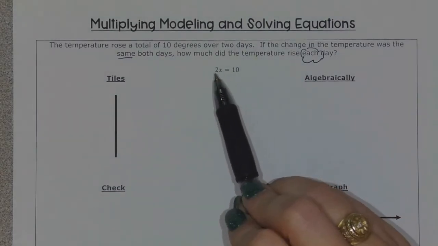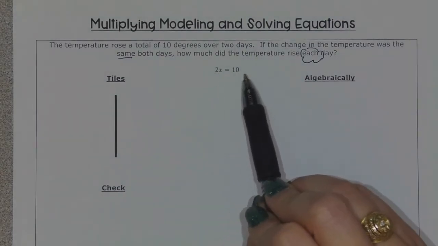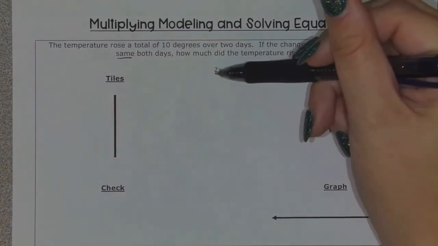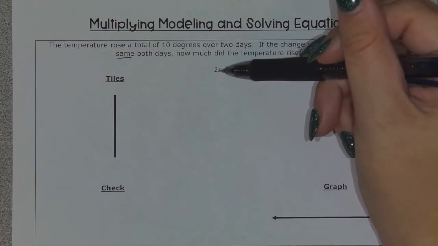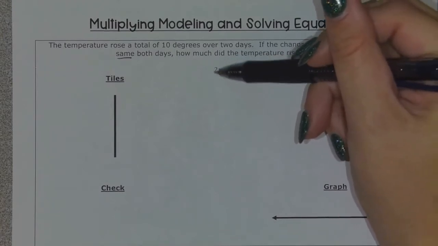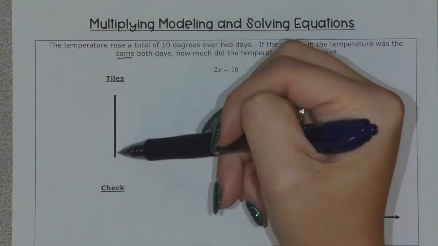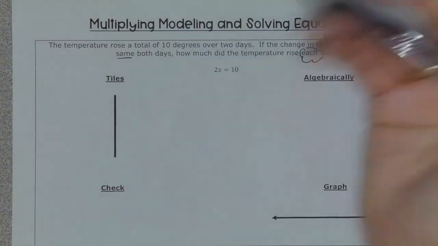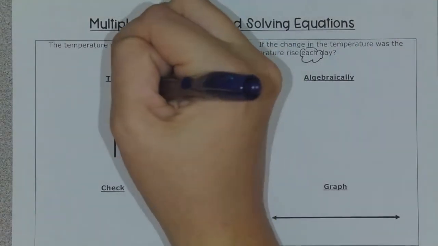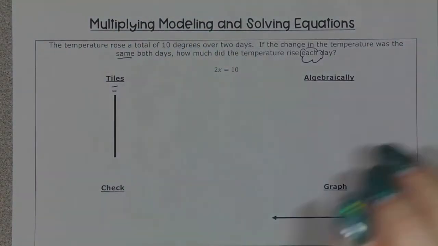So they've already given us our equation, which is 2x equals 10. Remember, when we see an integer right next to a variable, that is multiplication. That shows us what is happening here. So we're going to draw our tiles. Now, this big dark line right here down the center still represents the equal sign. So none of that has changed.